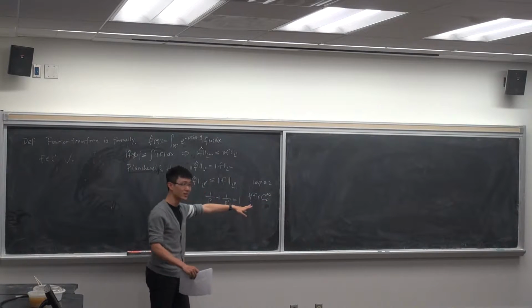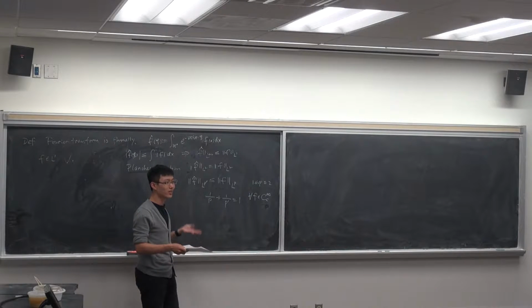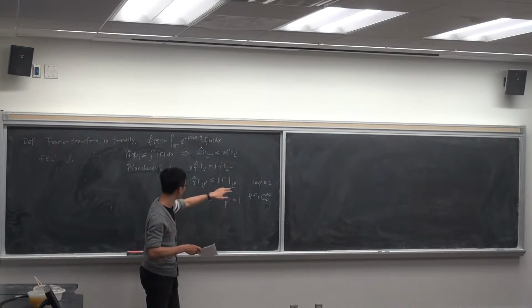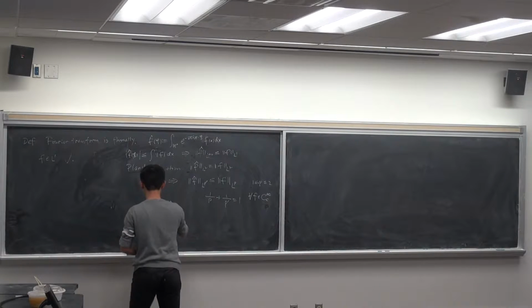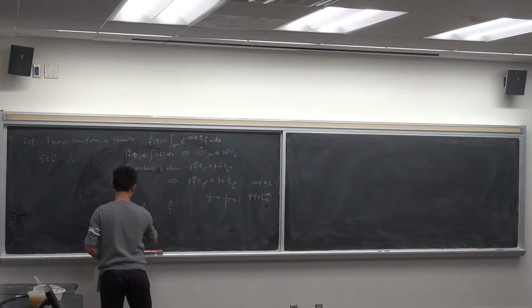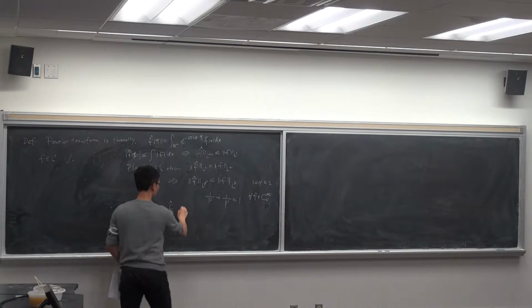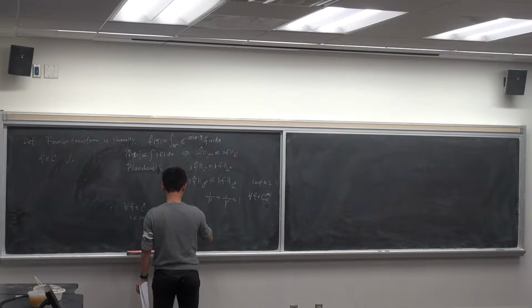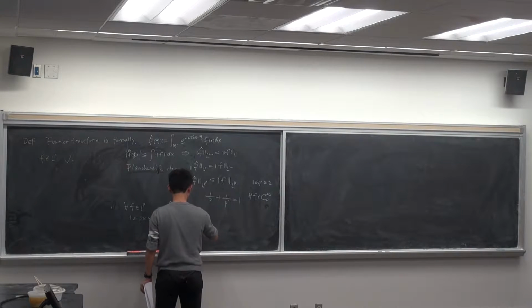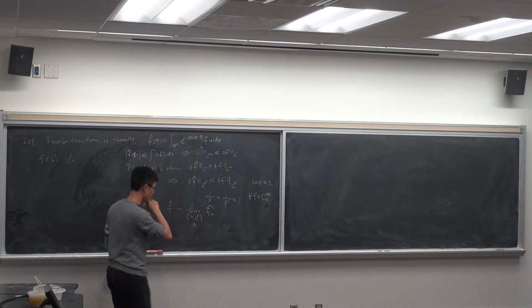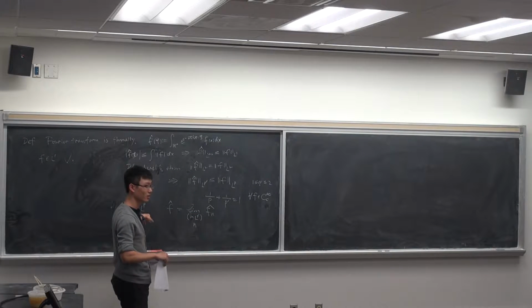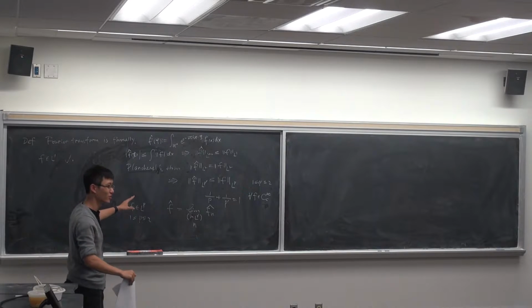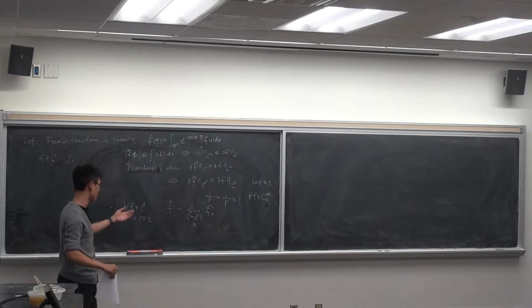But C_c^infinity functions are dense in L^p, or L^p prime. So we can do a trivial linear extension to the whole L^p space, right? For the Fourier transform of a generic f in L^p, with p between 1 and 2, we define this to be the limit in L^p prime of the Fourier transform of f_n, where f_n is a sequence that approaches f in L^p. You can do this canonical analysis trick to define the Fourier transform of a generic L^p function.